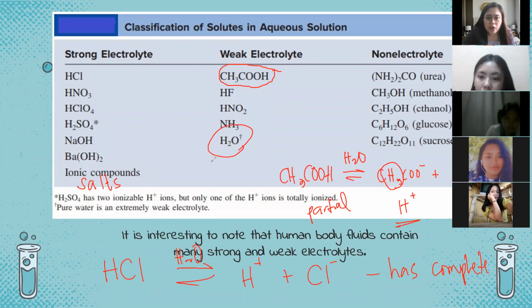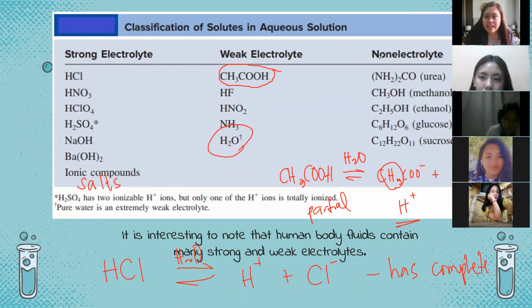And to add, water is also considered a weak electrolyte. That is why, class, water can also conduct electricity, because water itself can ionize when it is in a group of water molecules.